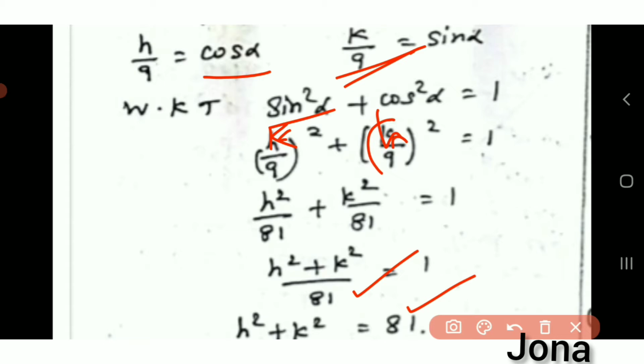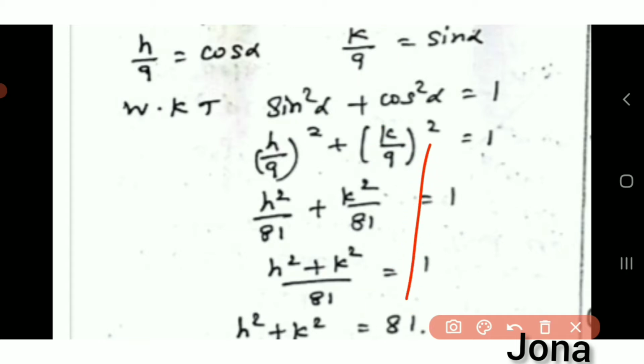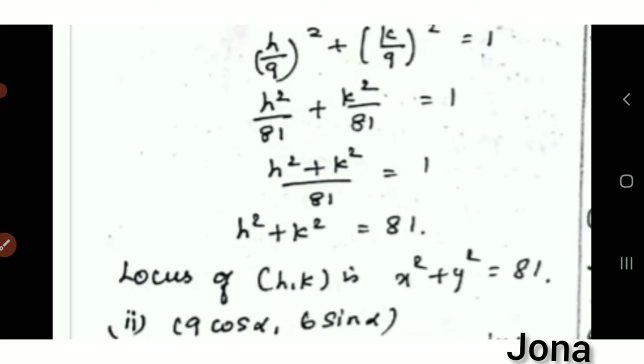This is the equation we found here. But we want to find the locus of P, isn't it? It must be in terms of X and Y. So, I can have the locus of H comma K as X square plus Y square equal to 81. In the place of H, we put X here, and in the place of K, we put Y here. So, the equation is X square plus Y square equal to 81.